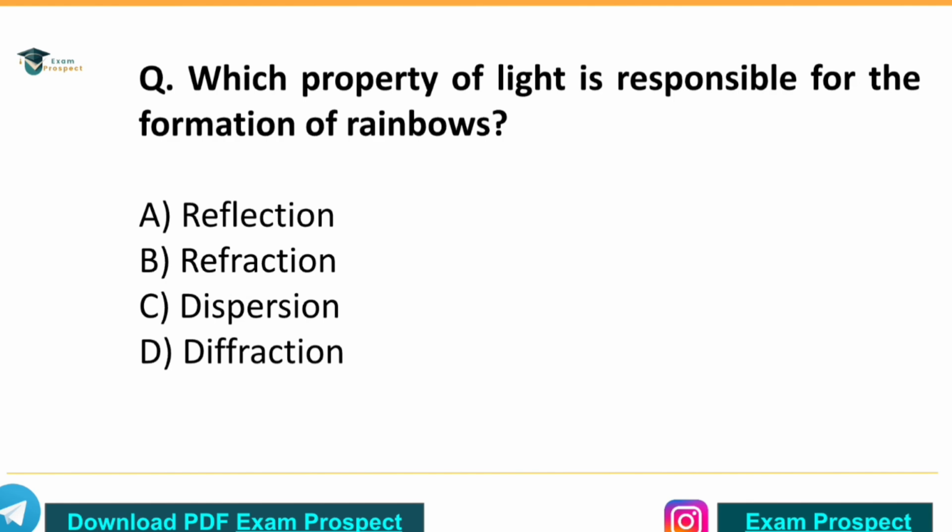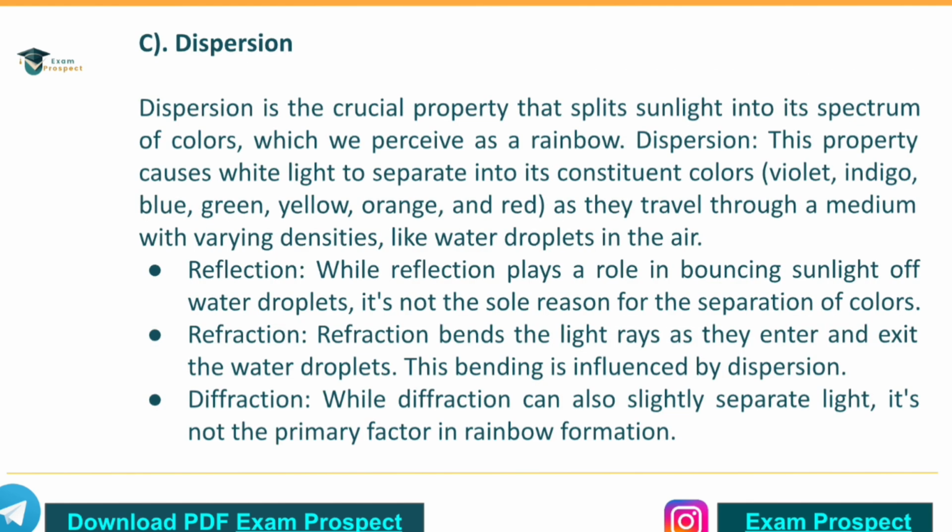Next question. Which property of light is responsible for the formation of rainbows? The correct answer is option C, dispersion. Here, dispersion is a crucial property that splits sunlight into its spectrum of colors, which we perceive as a rainbow. This property causes white light to separate into its constituent colors: violet, indigo, blue, green, yellow, orange, and red, as they travel through a medium with varying densities like water droplets in the air.